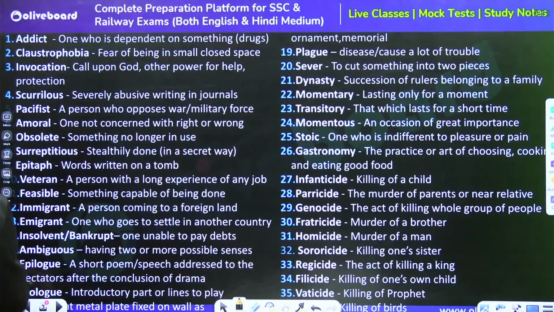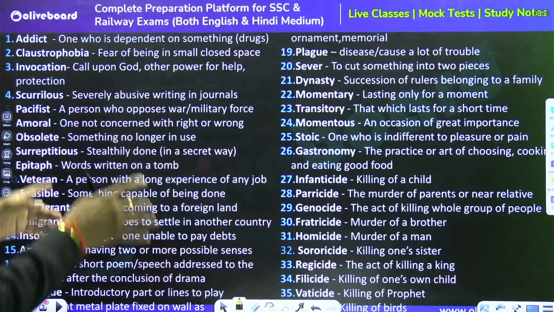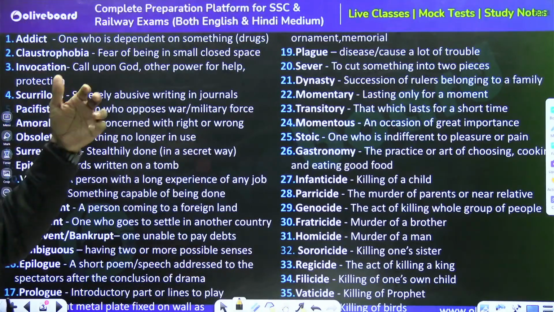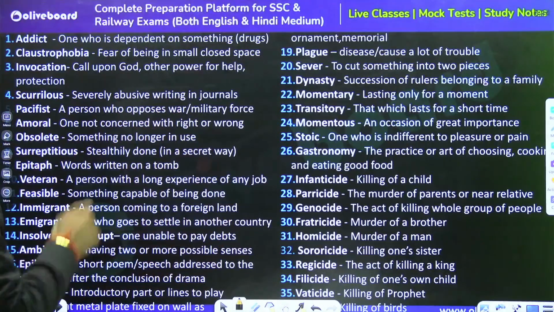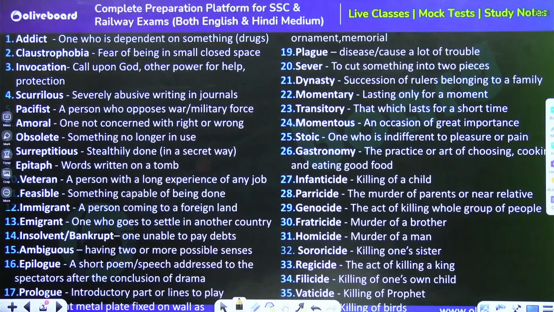Epilogue, prologue. When you start something, just like a movie starts, some show starts, a function starts, an event starts, we initially narrate: welcome everybody here, so we are going to have this today. That is supposed to be a prologue, the introductory part. But after finishing that event or function, finally we conclude: so thanks a lot for coming here, that was a wonderful day, we witnessed this. This is supposed to be epilogue. Epilogue at the end, prologue at the beginning.